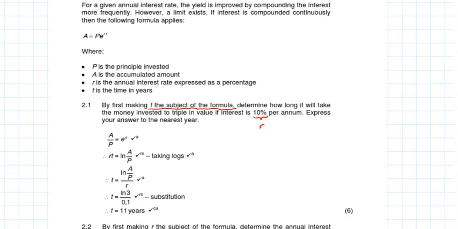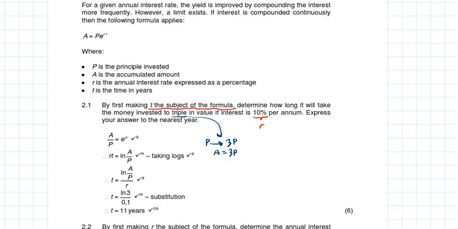And the triple itself is basically the relation between A and P. So we will have P, the original investment, and it will become 3P. So A is equal to basically 3P. Okay, that will triple itself.